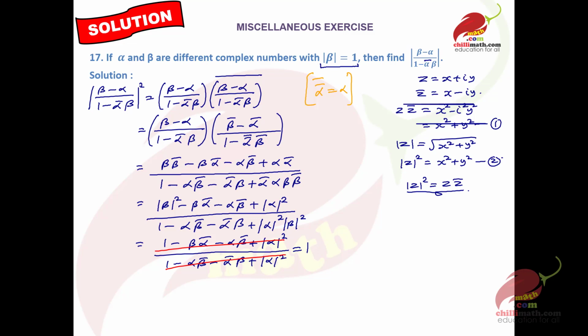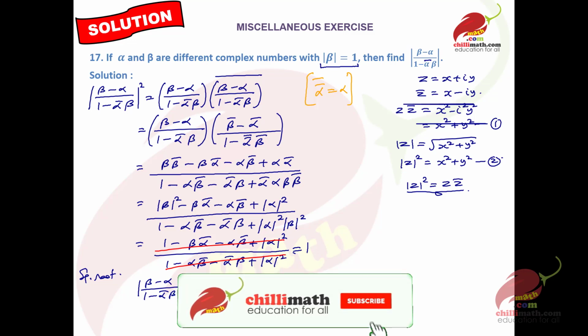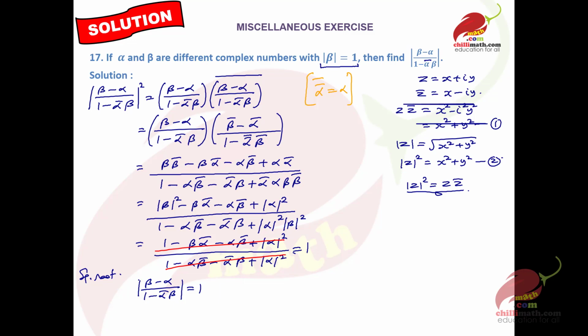On the left hand side, modulus of this square is equal to 1. Taking square root on both sides, we get modulus of beta minus alpha over 1 minus alpha conjugate into beta is equal to 1. We cannot write plus minus 1 because we have taken square root. Why? Because on the left hand side we have modulus, and modulus is never negative. So this is your answer.